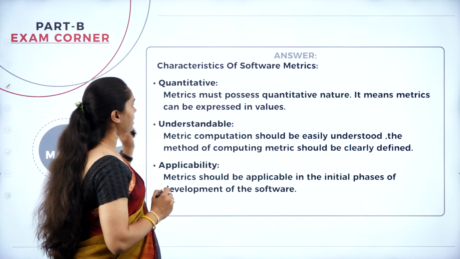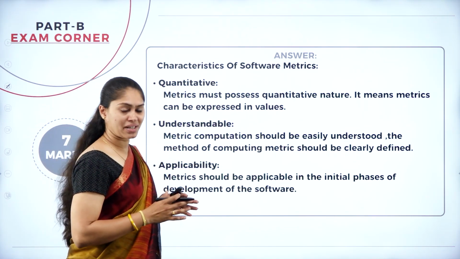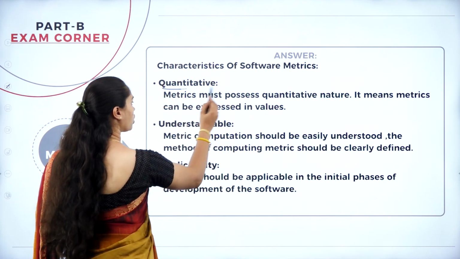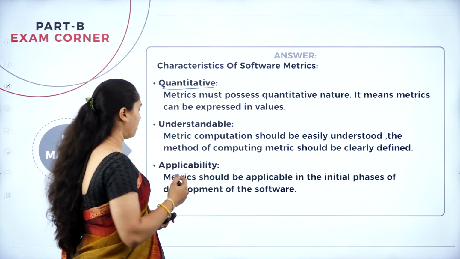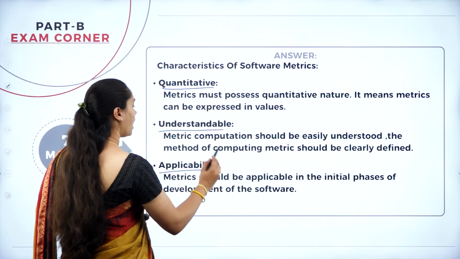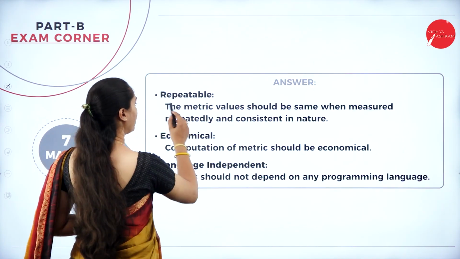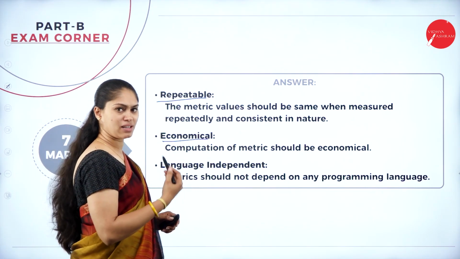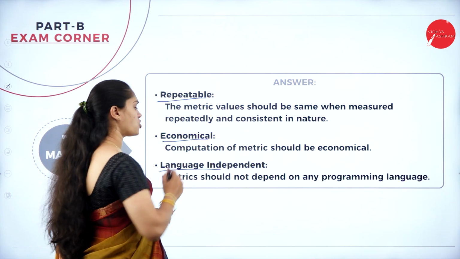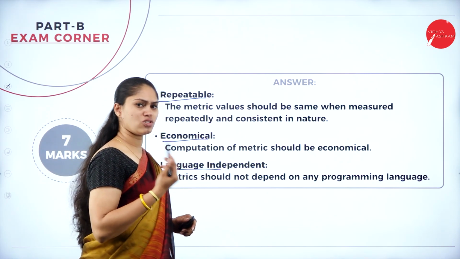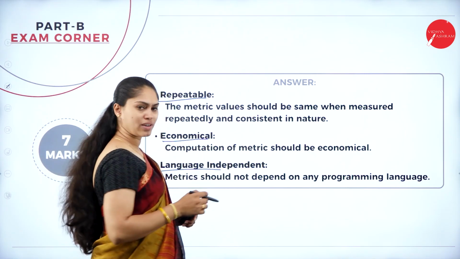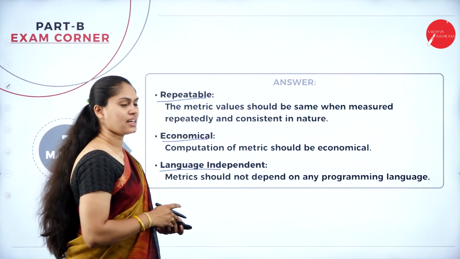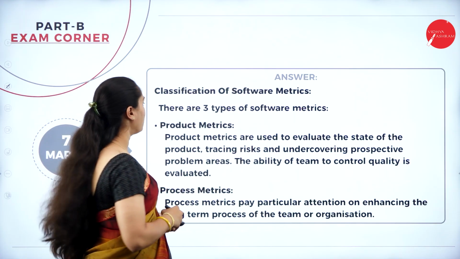And what are the different characteristics of software metrics we have? It needs to be quantitative in nature, should be measurable, understandable, applicable and repeatable. It should be economical, which is feasible with respect to the cost, and it should be language independent. It should not depend on any programming language. All these are the characteristics of software metrics.